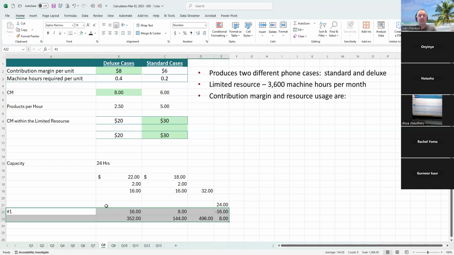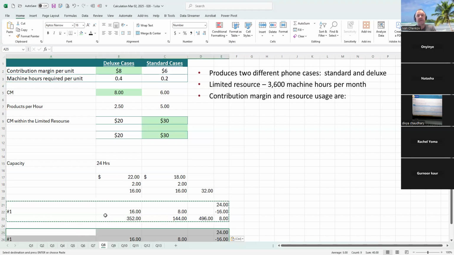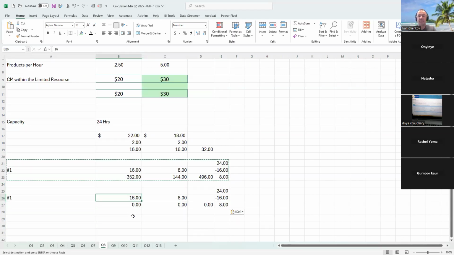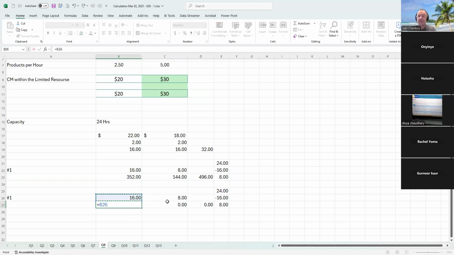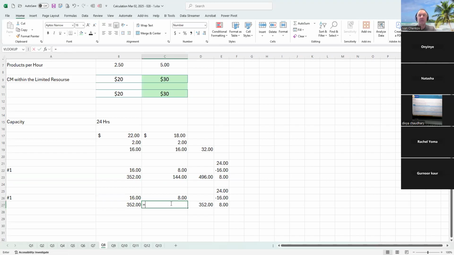Let's pretend you're working on the first job. Let's say that will be 16 times 22, and that will be 8 times 18. So let's say here you're working, and that will be equal to 24 minus 16. So let them read from each other, and now this one is here.